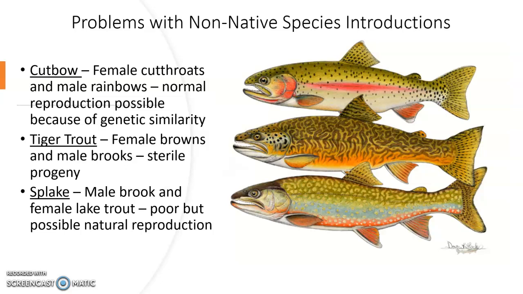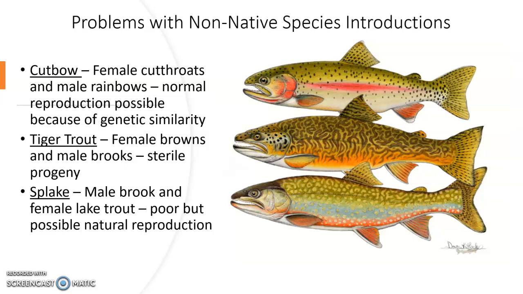What Baird and Stone were unaware of at the time was that these non-native introductions would increase competition among species trying to occupy the same ecological niche. This would inevitably compromise the survival of native species and cause hybridization in some cases. The three main hybrids that occur due to species overlap are cutbows, tiger trout, and splake. The most important of the three for our purposes is the cutbow.